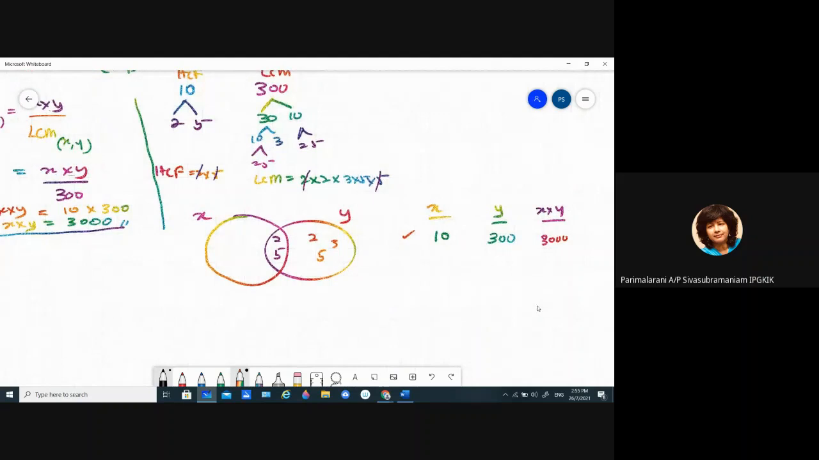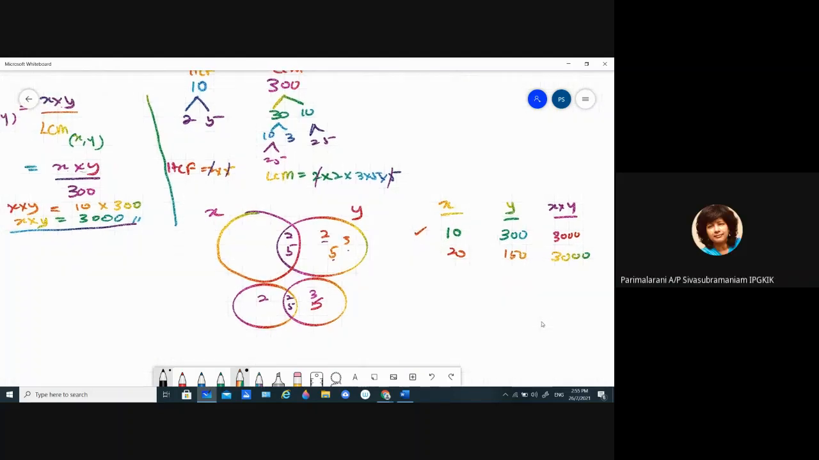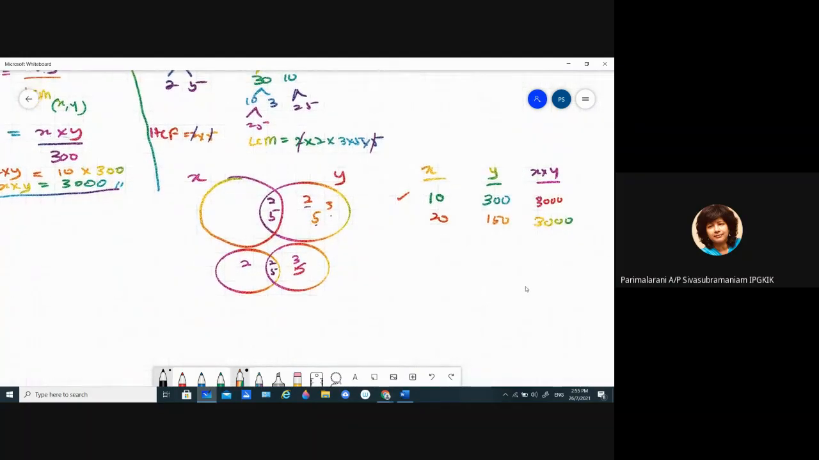Yes, isn't it? We can also do our Venn diagram like this, 2, 4. It all depends on where we place this 2, 3, 5. If we put our 2 here and 3, 5 here, now our x is 20, y will be 150. Correct. Does this give us 3000? Yes. Is there any other possibility?